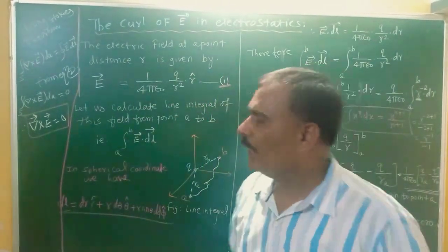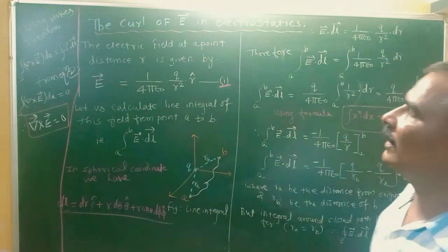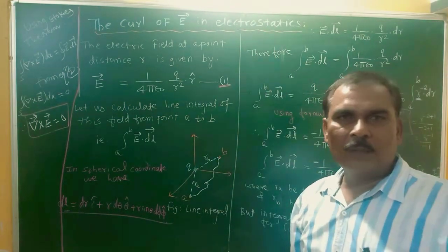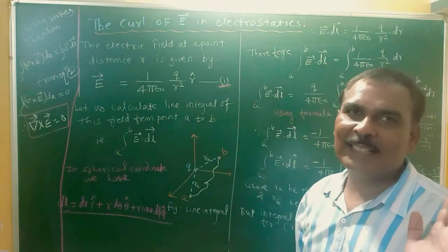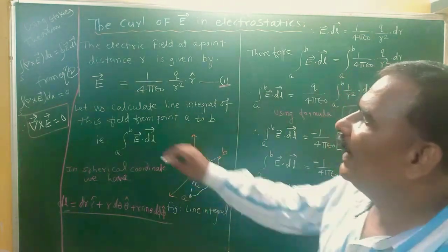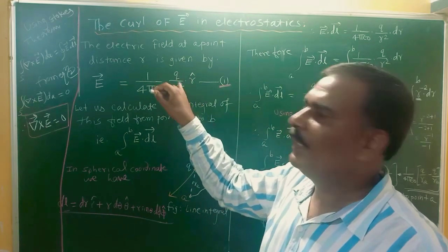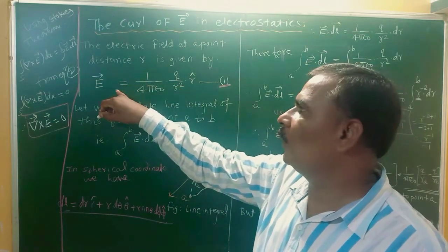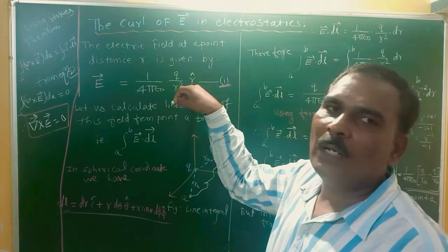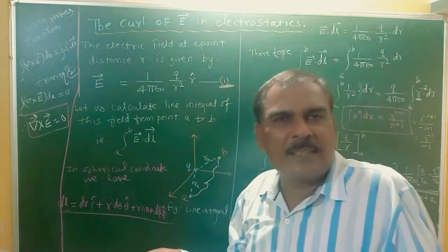Let us see here. Once more we have to explain this very important term, the electric field intensity. You all know the formula for electric field intensity. E is equal to 1/4 pi epsilon 0 Q upon R square. If written in vector form, E bar is equal to 1/4 pi epsilon 0 Q upon R square into R cap. This is equation number 1. We have already studied this many times.